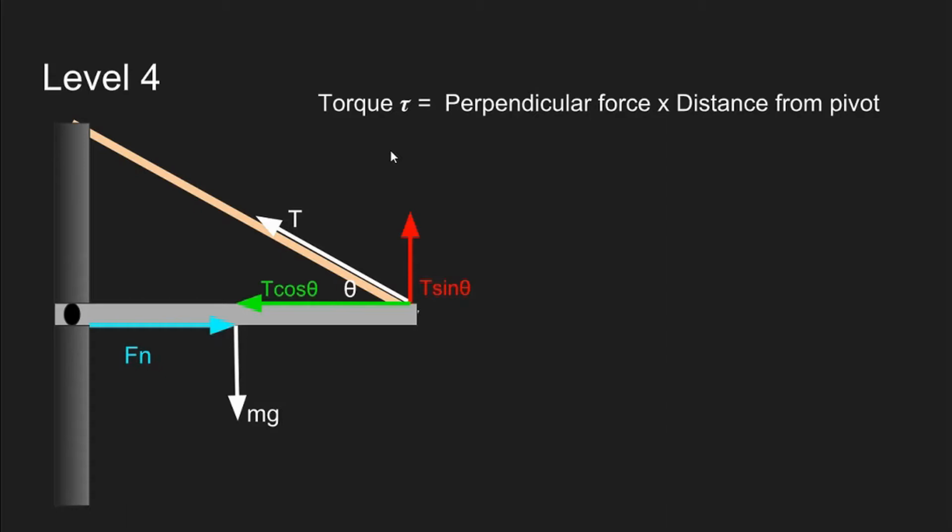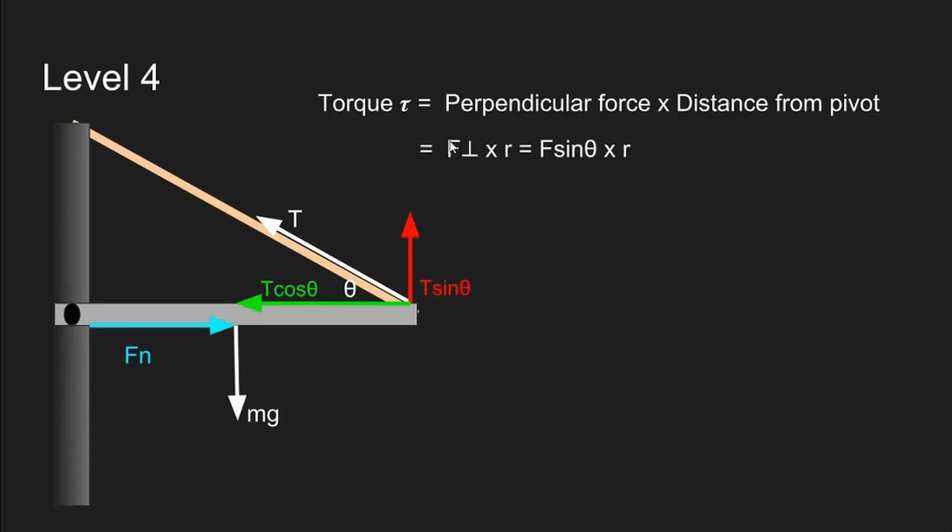All right, let's review some torque, you guys. Torque is represented by this squiggly T, or tau, and it's going to equal the force that's perpendicular times the distance from the pivot. So think about a door. You're going to apply a force perpendicular to the surface of the door to open it, and the farther away you are from the door hinge, the easier it is to open the door.